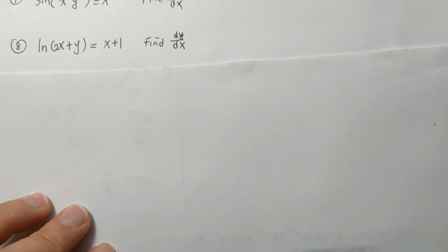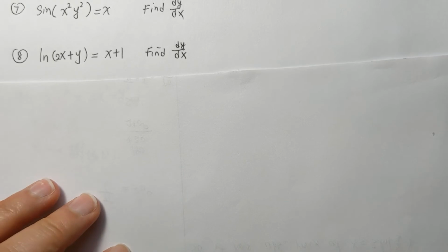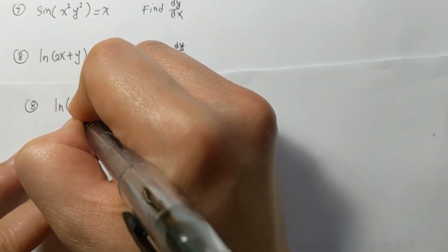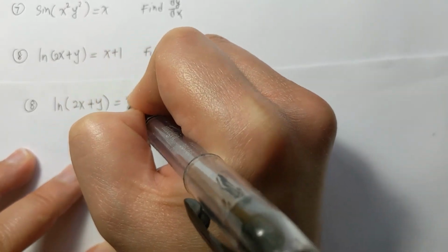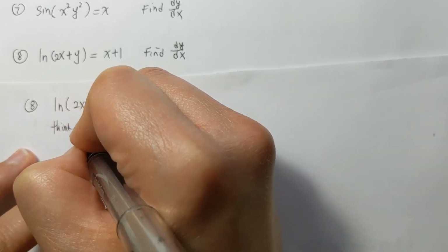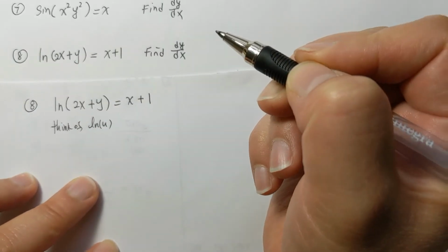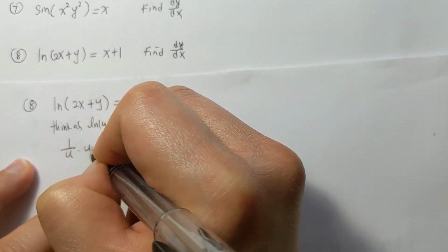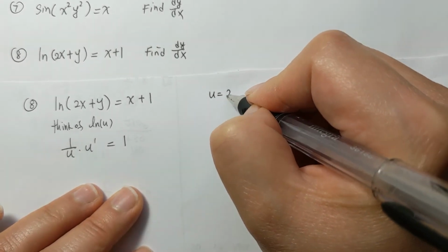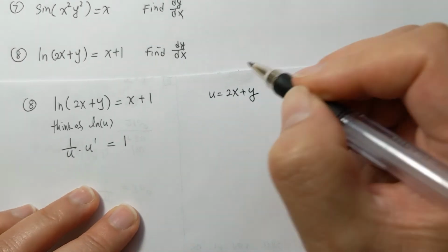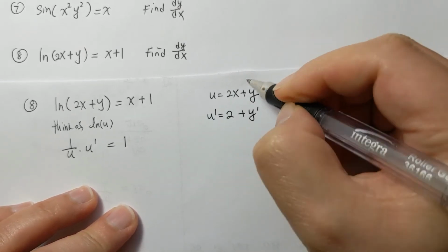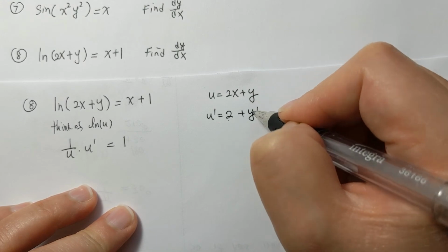Number 8, we've got ln of 2x plus y equal to x plus 1. So you have to think of ln u. It should be 1 over u times u prime equal to 1 plus 0. So u equals 2x plus y, and u prime will be 2 plus y prime. Derivative of 2x is 2, derivative of y is y prime.